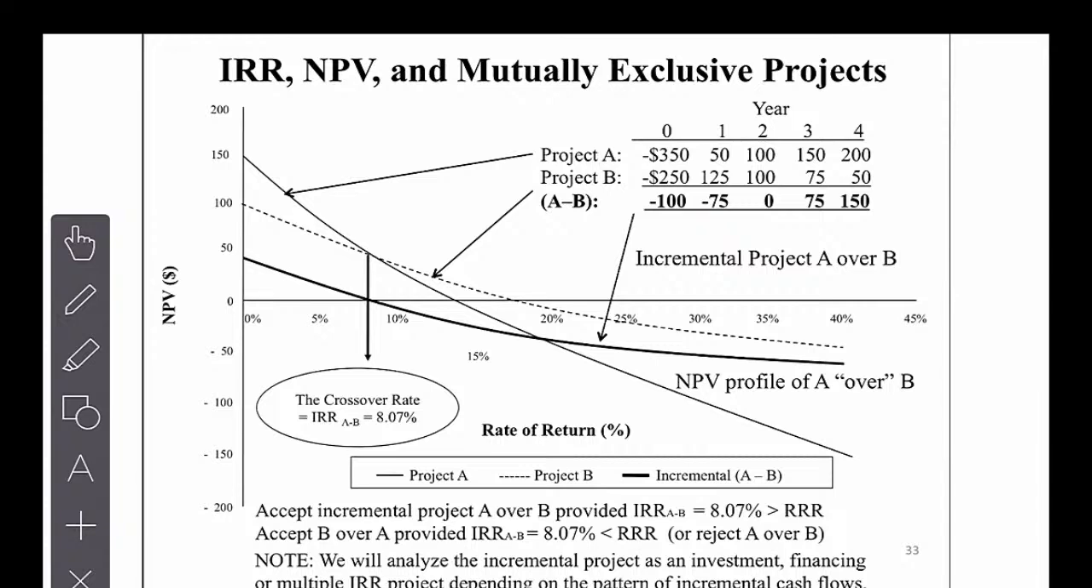So how do I combine them? I take A's cash flow and subtract B's cash flows. So A minus B: negative 350 minus negative 250 is negative 100. And A's 50 minus 125 is negative 75. And 100 minus 100 is 0. 150 minus 75 is 75, and so on. This has a name: it's the incremental project. Once I do that, I don't look at that. So this should be familiar to you.